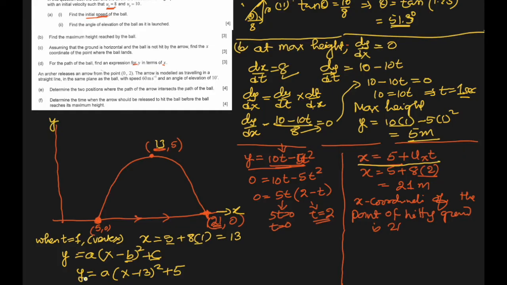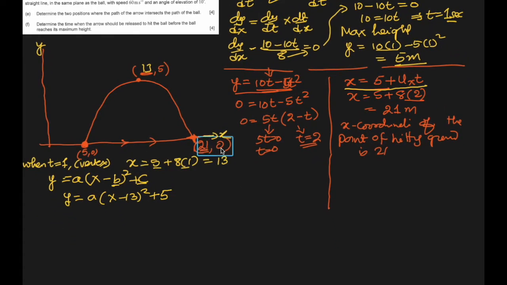13 and 5 used. This is the relationship, but there's a problem here. We don't know a. To find a, we can use either 21, 0 or 5, 0. No, don't use the vertex again. So to find a, let me find a here. 0 equal to a(5 minus 13) square plus 5. So 5 minus 13 is negative 8, square is 64. So 0 equal to 64a plus 5. We should have written this 5 here, minus 5 here. Let's write minus 5. So a comes out to be minus 5 over 64.